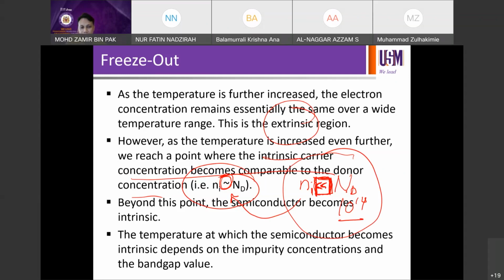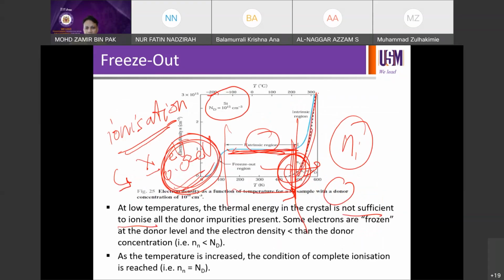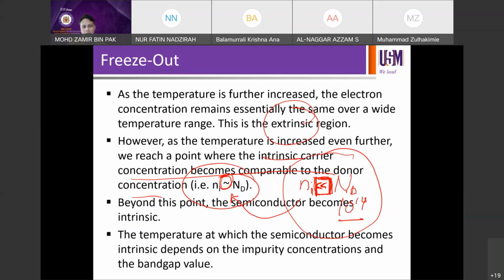But at high temperature, you get your change here. You get it to be intrinsic again. After demonstrating extrinsic behavior in the middle region, you keep increasing the temperature and it's going to be intrinsic, because at this point this relationship is no longer valid. And now you are getting your Ni to be approximately equal to Nd, or you can say equal to Nd pretty much. Okay. So now Ni equals Nd is intrinsic, isn't it?